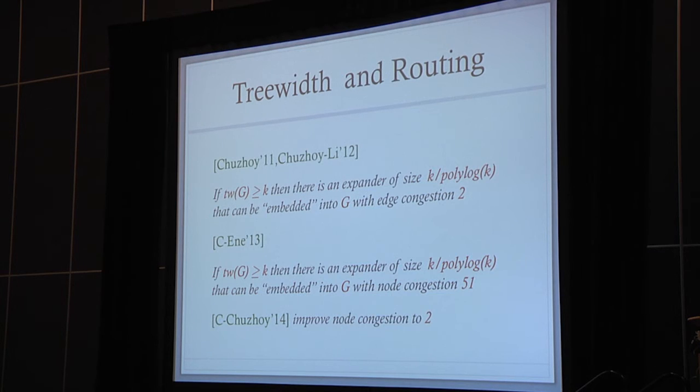But again, that took a lot of time, and that was finally done in the breakthrough work of Julia Chuzhoy in 2011, and the subsequent work. What they showed was if the tree width of the graph is k, then there is an expander of size k over polylog k, so essentially k if you ignore the polylog k, that can be embedded into G with some congestion too. I'll mention what that is. So they are showing that you can put a large expander into the general graph, and the parameter of interest is the tree width of the graph. Now, in subsequent work with Alina, who is here, we showed that this edge congestion can be made into node congestion, which is 51. And in more recent work, this node congestion is down to 2.